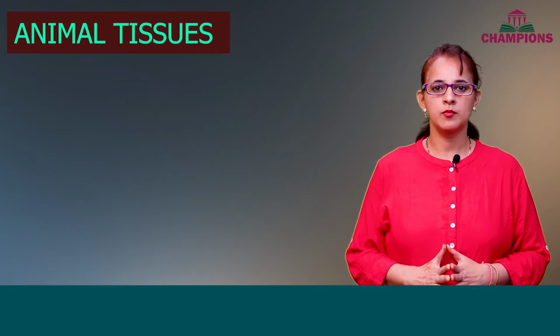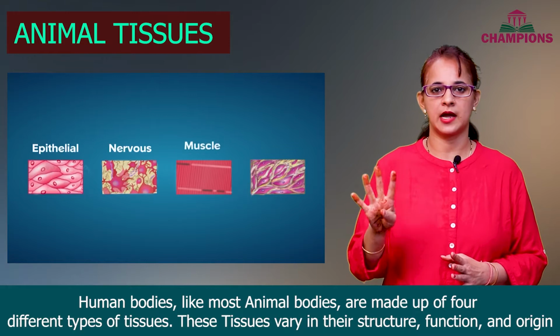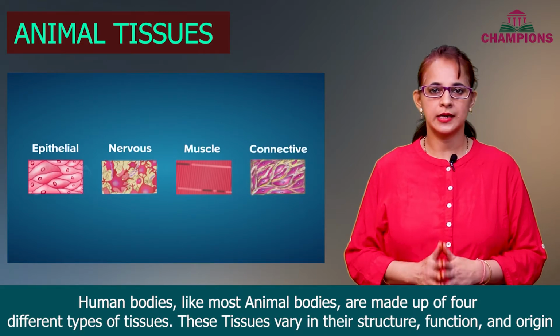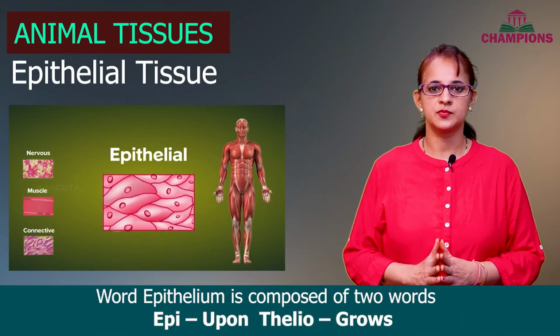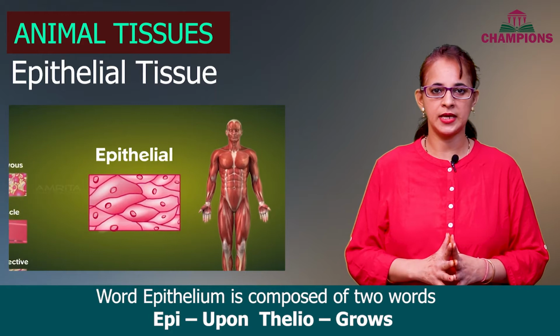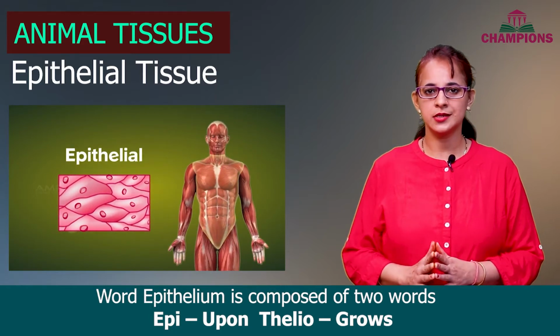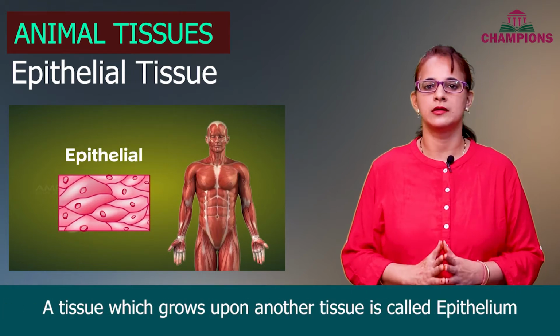Human bodies, despite being so complex, are made up of just 4 different types of tissues: epithelial tissue, muscular tissue, connective tissue and nervous tissue. Epithelial tissue is made up of 2 words, epi and thelium. Now epi means above, thelium means grows. So interesting, a tissue which grows upon the other tissues.